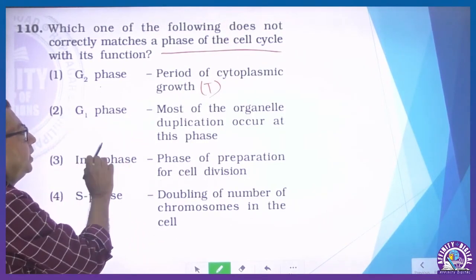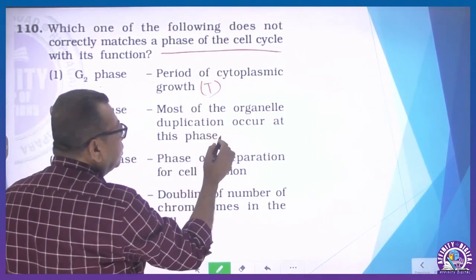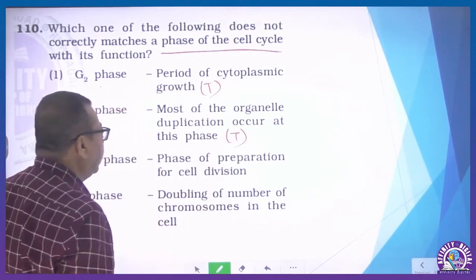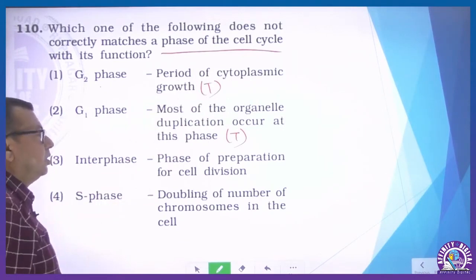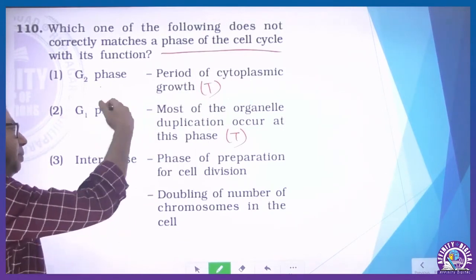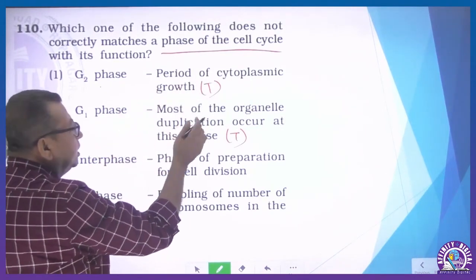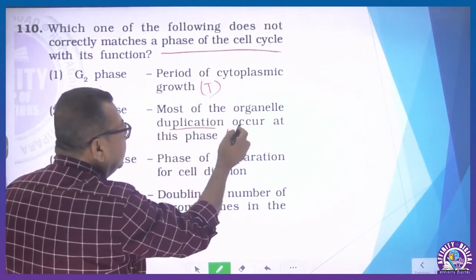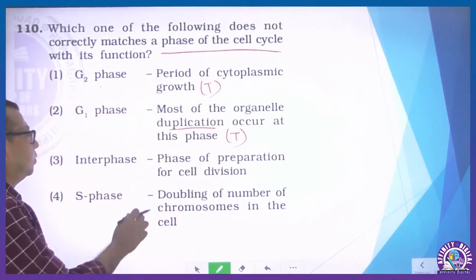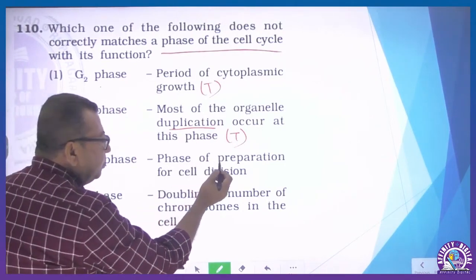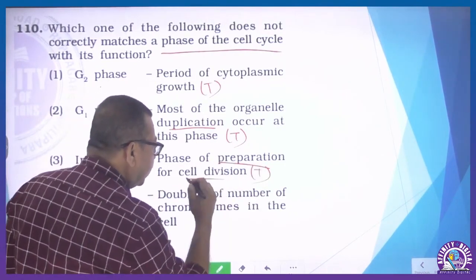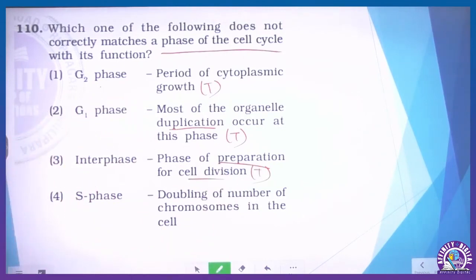Okay, G1 phase most of the organelle duplication occurs. ये भी correct है. Except centriole. Centriole duplication होता है सिर्फ S phase में. G1 phase में बाकी membrane bound organelle, all the other organelle duplicates at G1 phase. So ये भी correct matched है. Okay, interphase, phase of preparation for cell division, true, as you know, discussed very nicely in the class.